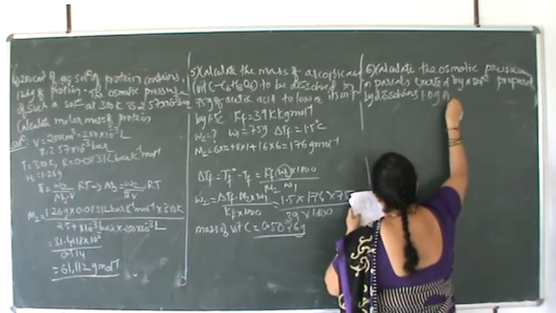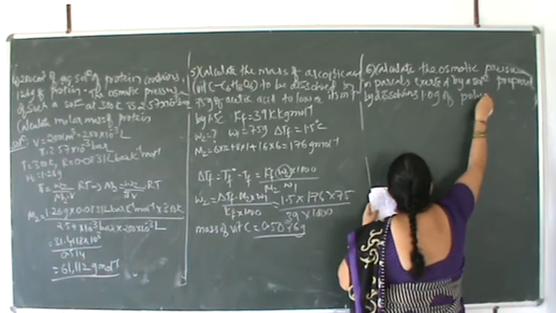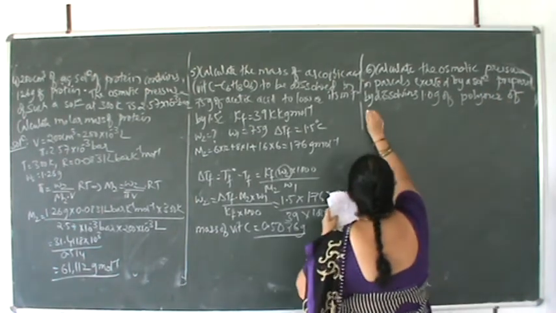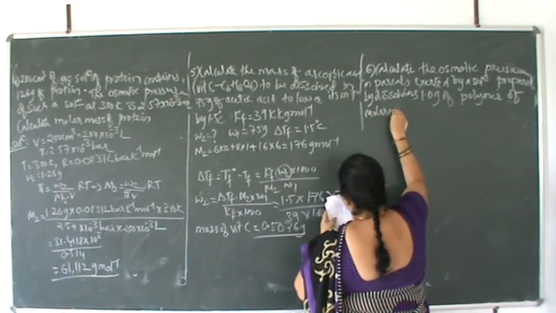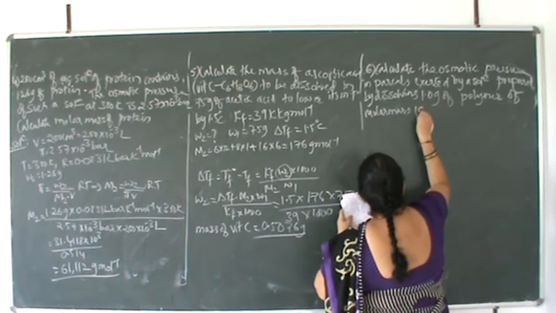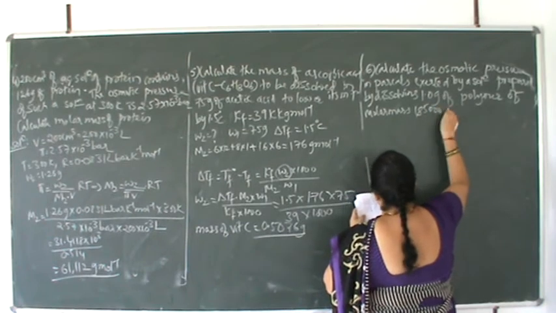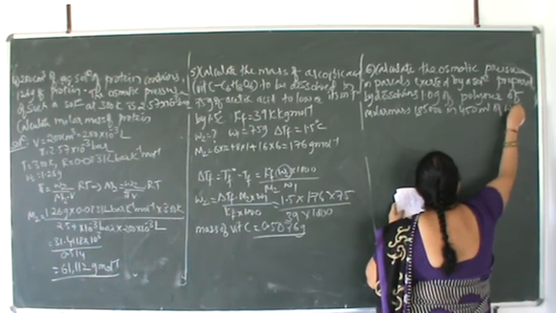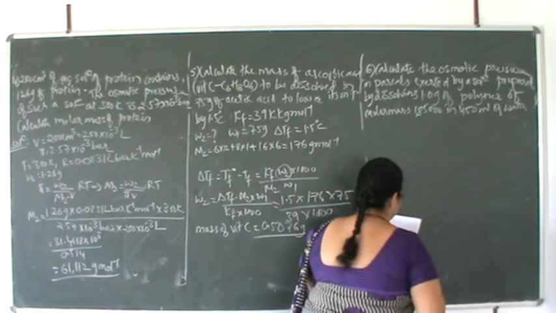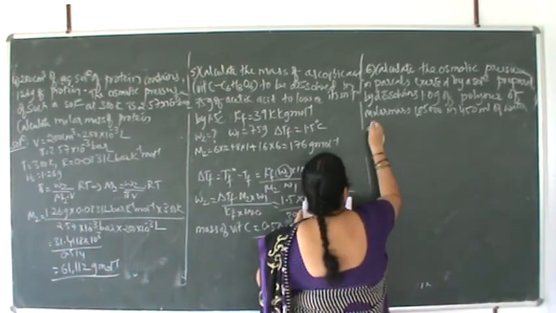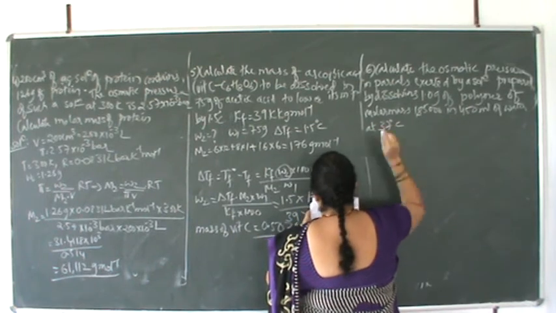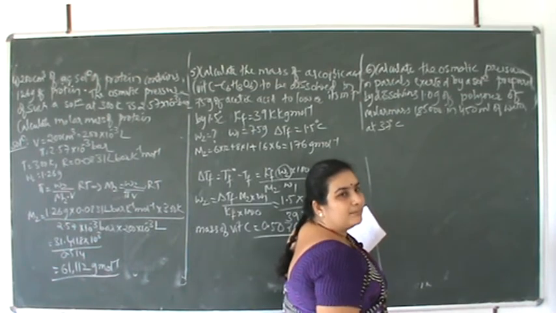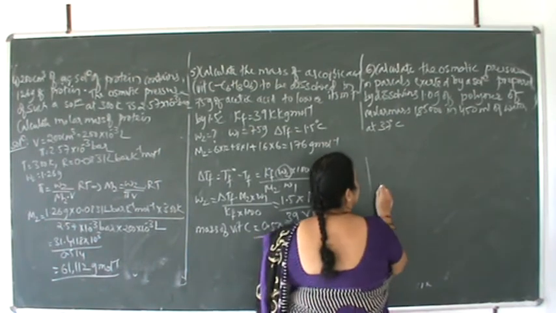1.0 gram of polymer of molar mass 1,85,000 in 450 ml of water at 37 degrees. So you are asked to calculate osmotic pressure in the Pascal units. So first write the formula.